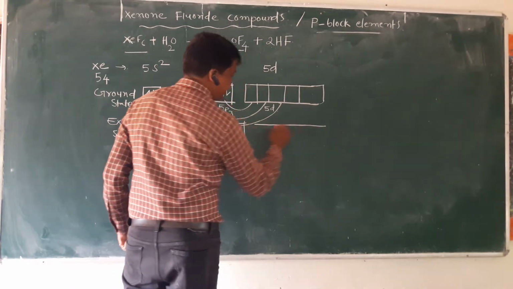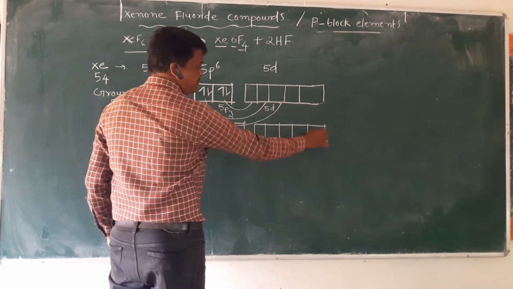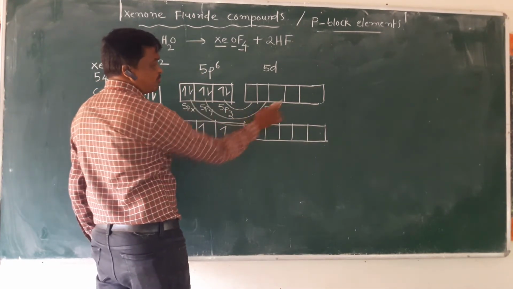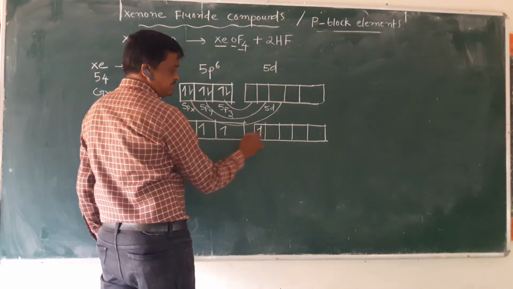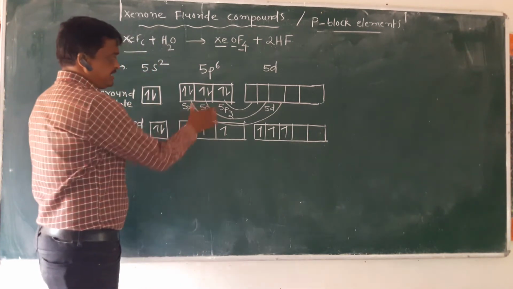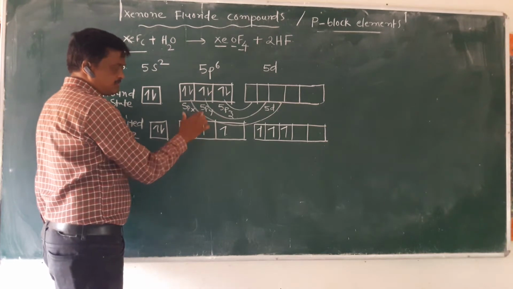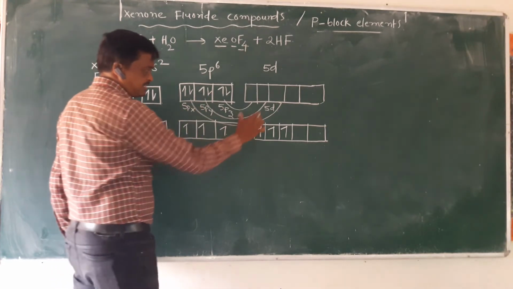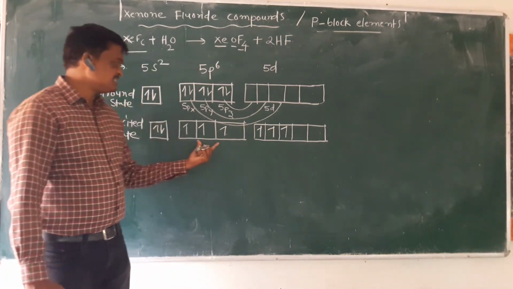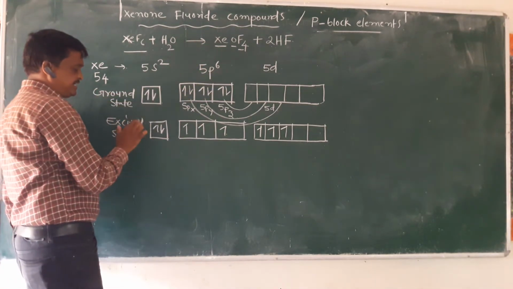Now let me write the 5d orbital: 1, 2, 3, 4, 5. In the 5d orbital, these 3 electrons are promoted one by one. So it is excited state 1, excited state 2, and now it is possible in excited state 3. Here there are 6 electrons. Out of these 6 electrons, we write 3 electrons in the 5p orbitals and 3 electrons in the d orbital. So this is xenon oxytetrafluoride excited state third.